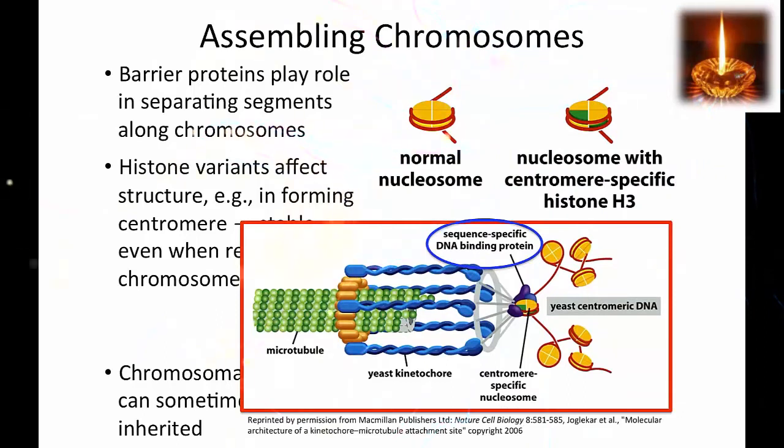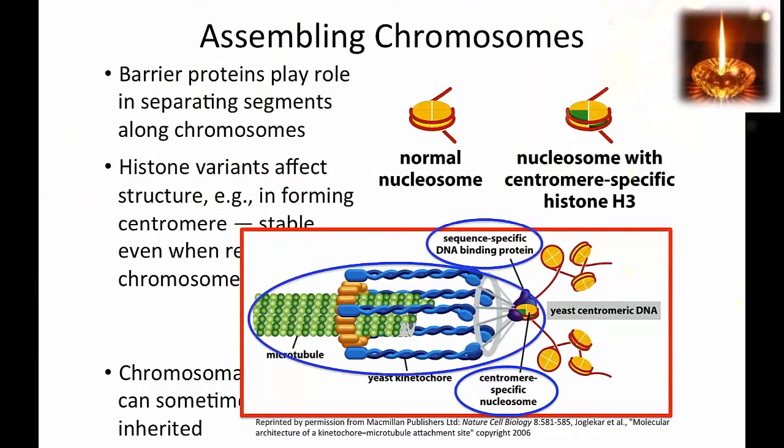They interact with a sequence-specific DNA binding protein to form this centromere-specific structure with the H3 histone involved in the nucleosome structure. And that sequence-specific binding protein also binds to the microtubules that interact with the yeast kinetochore when you pull chromosomes apart after replication.